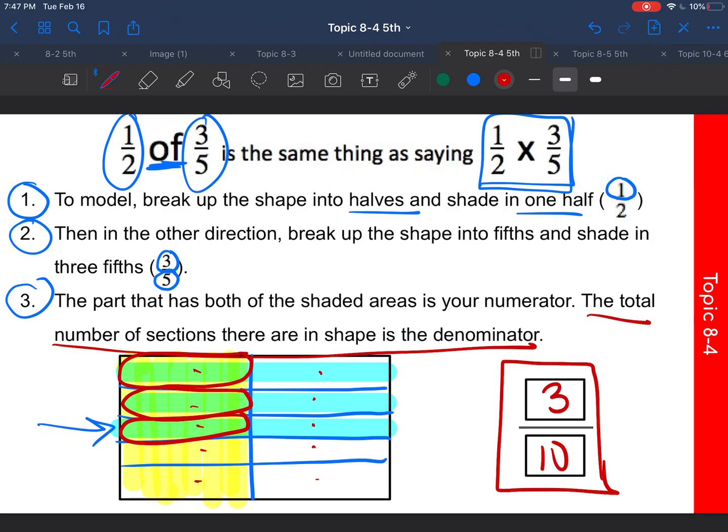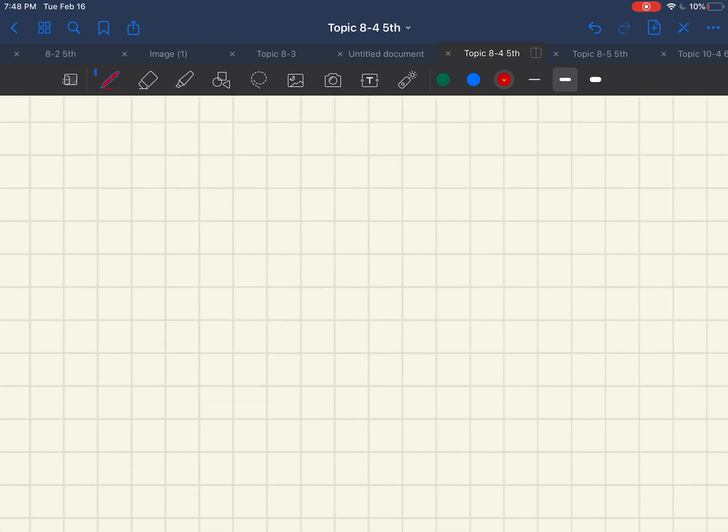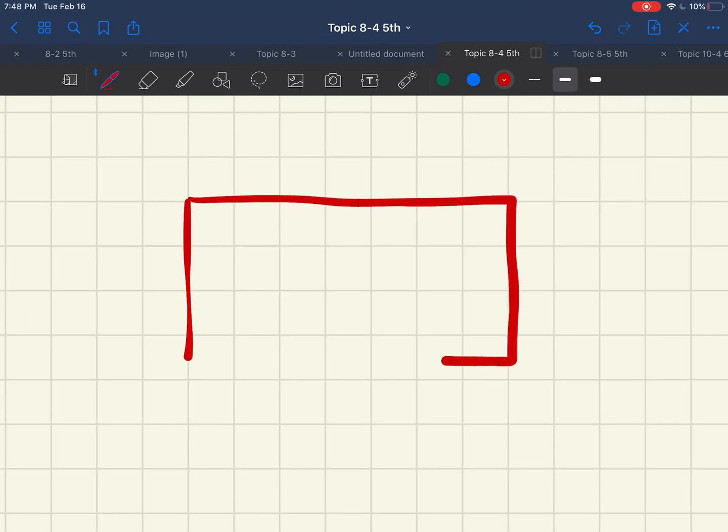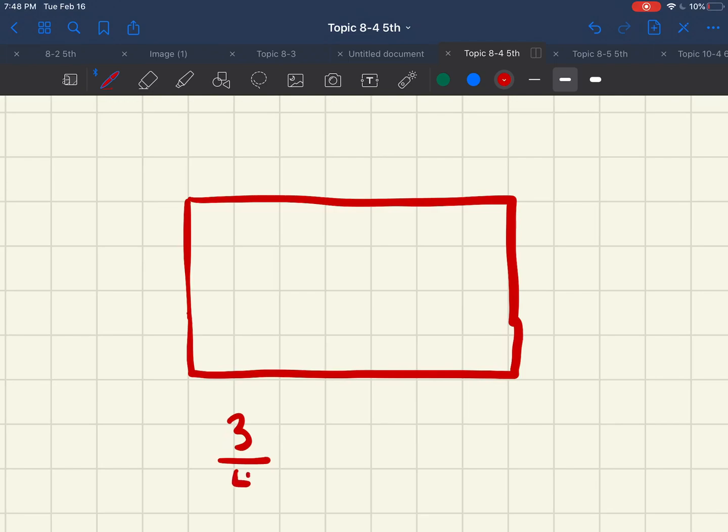All right, so let's do one more. So let's look at this example over here. So if I have my square, okay, I'm representing, oh, I just need to do that again because that was bothering me. It has to be straight. There we go. Close enough. So the problem, let's see, for this is 3/4 times 2/5.